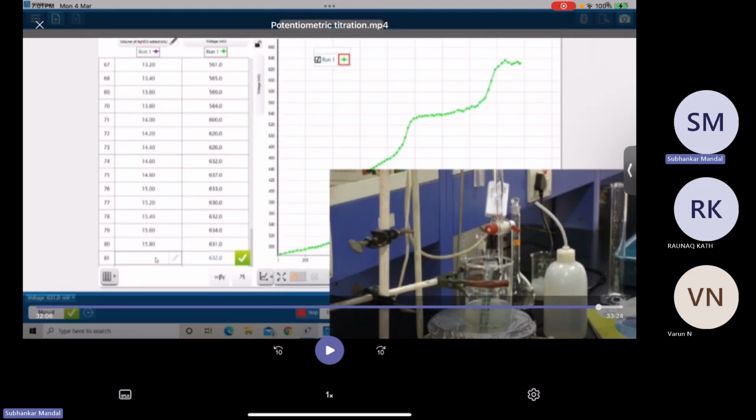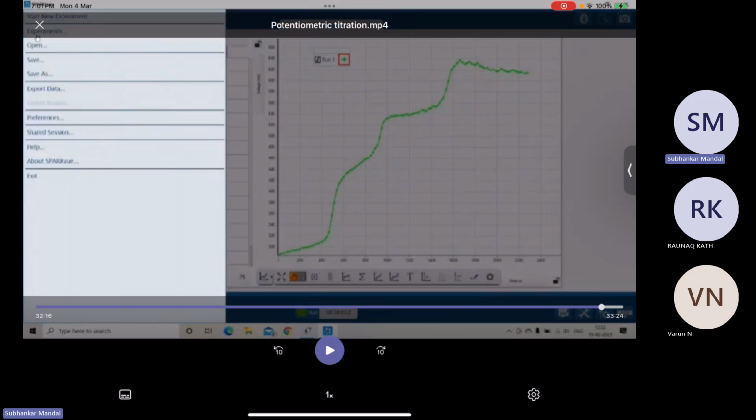Now you can see there are three jumps: first initial jump, then second jump, then third jump. I will share this video with all of you. I think it will be very helpful to you.